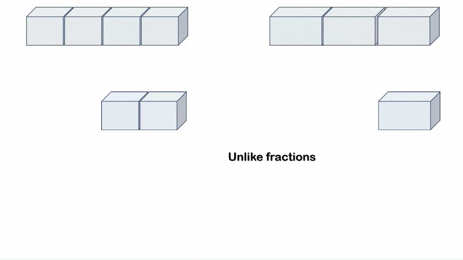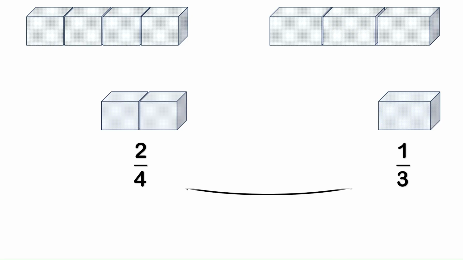We will now look at their mathematical notations. The fraction on the left is 2 upon 4. The fraction on the right is 1 upon 3. Obviously, their denominators are not equal. Hence, they are unlike fractions.